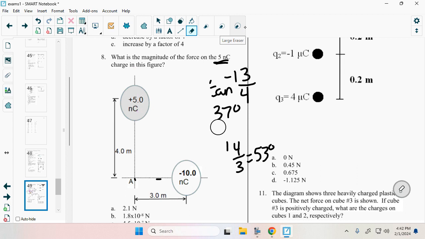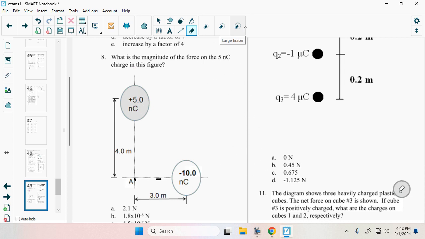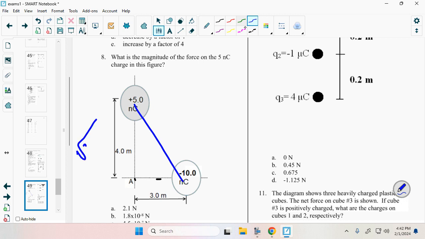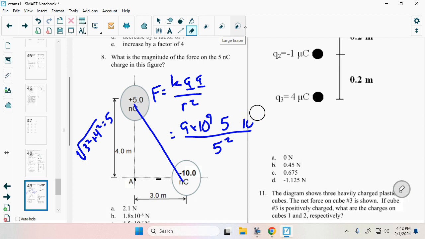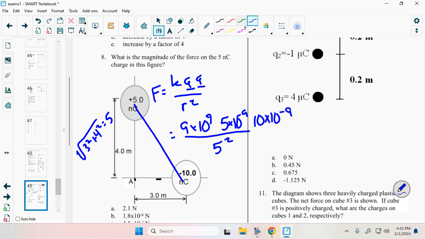So to find the force, I need to know this distance, that's the square root of 3 squared plus the other squared. The force is going to be k times the charges over the distance squared, sorry, not 5 squared, 10 squared. Sorry about that. 5 times 10 to the minus 9, so I get 1.8 times 10 to the minus 9 newtons, which is B, 1.8 times 10 to the minus 8. 50 over 25. Yeah.